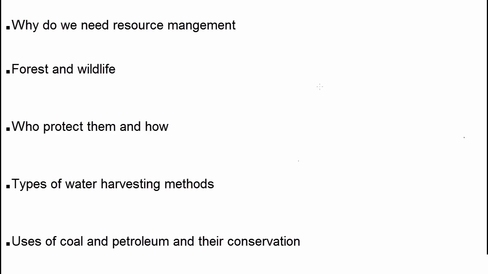Now if you've been listening, you should have understood why we need to manage resources. Then what are forests and what is wildlife? How people have tried to protect the forest, who all tried to protect the forest. Then the types of water harvesting methods, and finally the uses of coal and petroleum and how to conserve them.